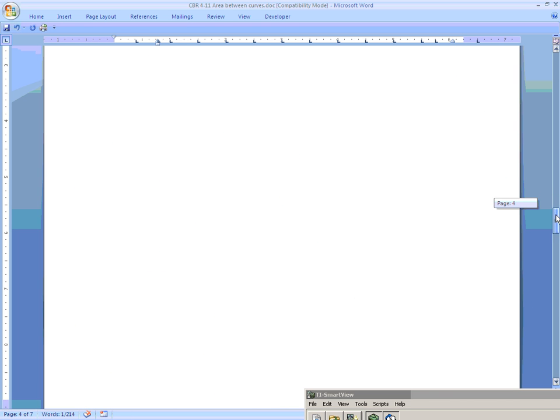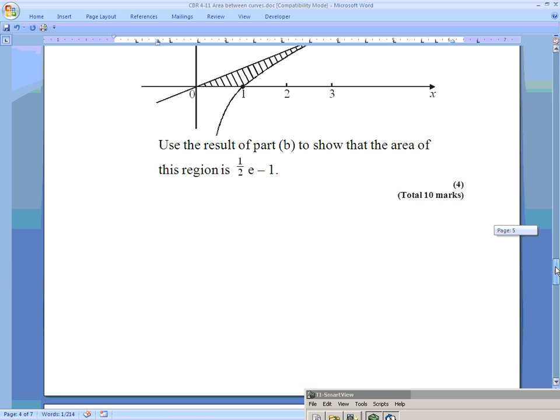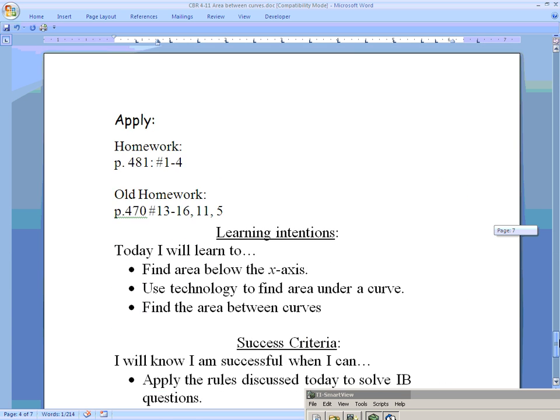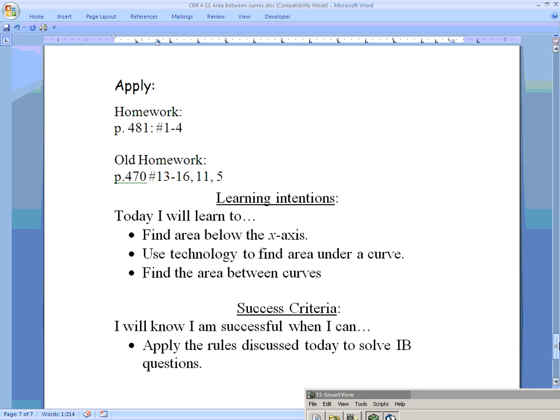The second example in the slideshow we will look at in class next time. In the meantime, we have some problems we can take a look at on page 481.